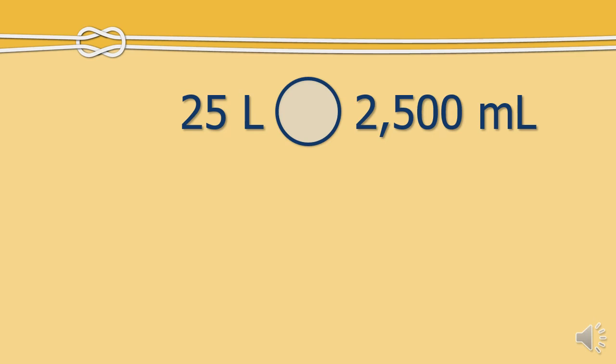All right, liters to milliliters. Let's try this one. Remember, 1,000 milliliters to 1 liter. So if we multiply 25 times 1,000, that's 25,000 milliliters compared to 2,500 milliliters. So 25 liters is much, much greater than 2,500 milliliters.